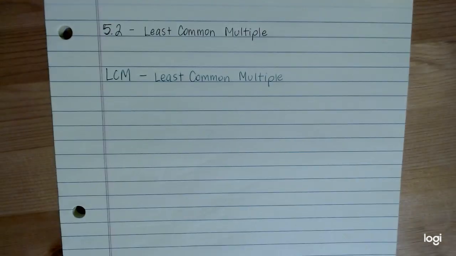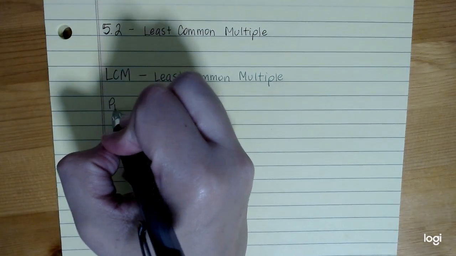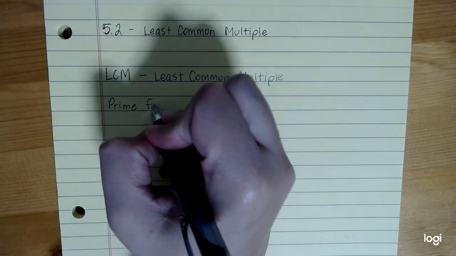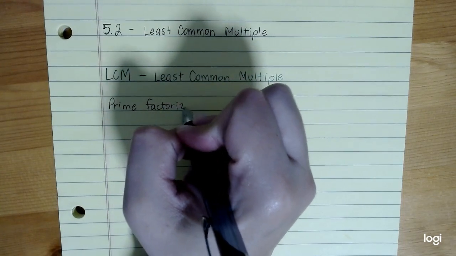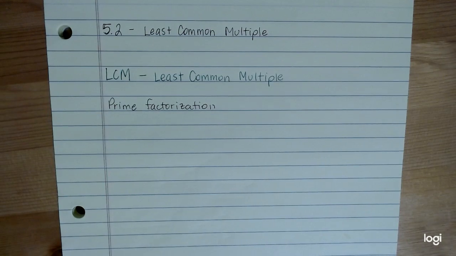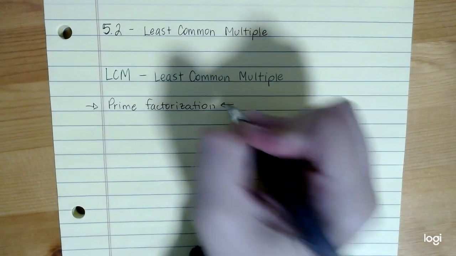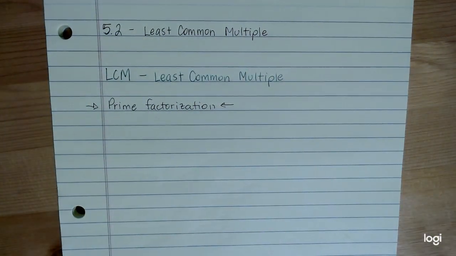So the way that we're going to find our least common multiple is we're going to go back and revisit that idea of prime factorization from our study of the greatest common factor. So this is the tool that we're going to be using to find the least common multiple when it doesn't seem very easy for us to guess at.